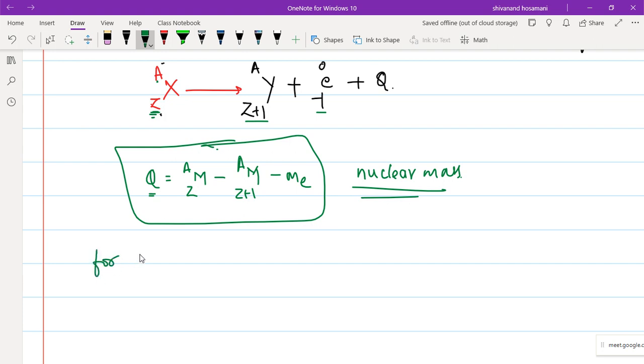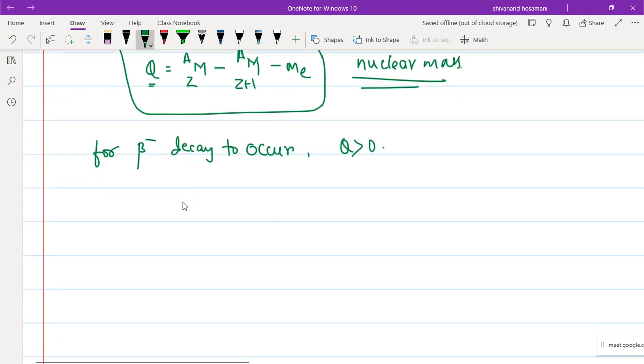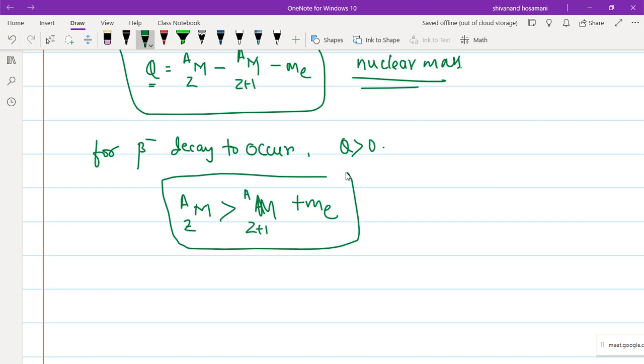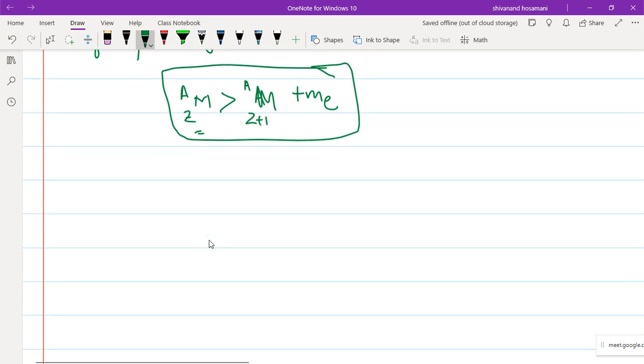Now remember, for beta minus decay to occur, we need to have delta Q greater than 0. Remember, the mass of the reactant is greater than the mass of the product. So the initial nucleus mass should be greater than the product mass, considering the electron mass. In terms of nuclear mass, the condition for beta minus is that its initial mass should be greater than its product mass.